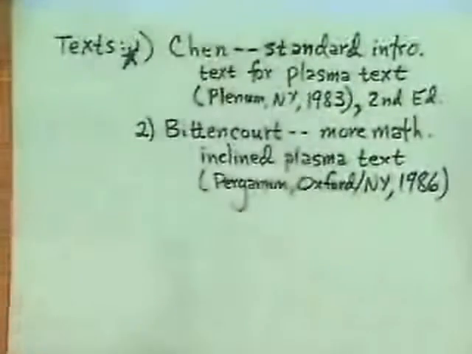And what we will basically do is we will use the text Chen as our primary logic structure. We will go through chapter by chapter Chen. However, I will always be suggesting reading material, complementary reading material from Bittencourt. And the idea is that that complementary reading material is more mathematically inclined, more mathematically rigorous.